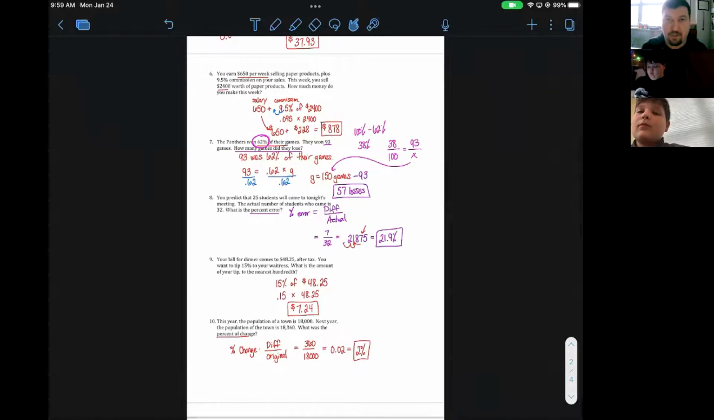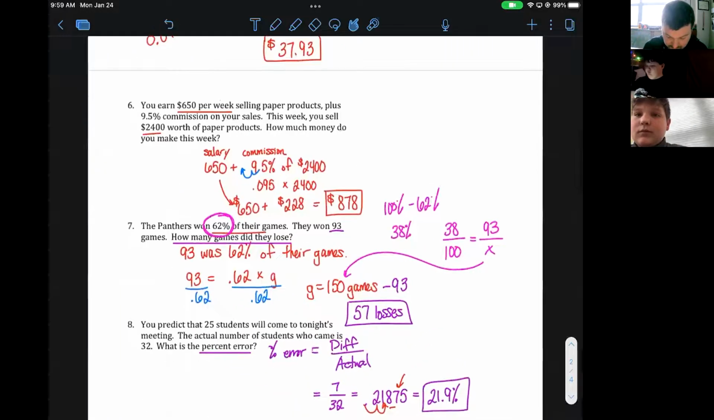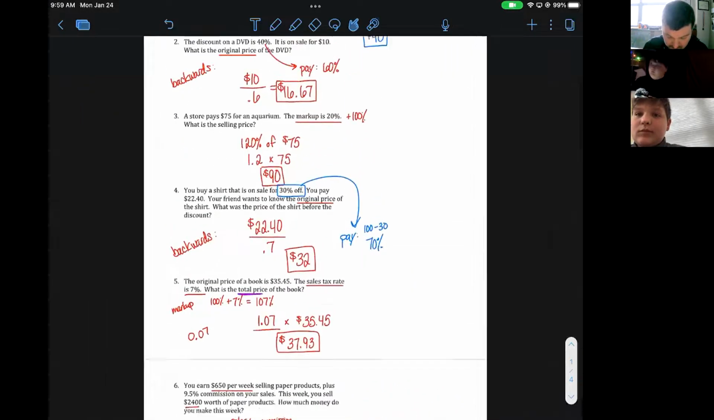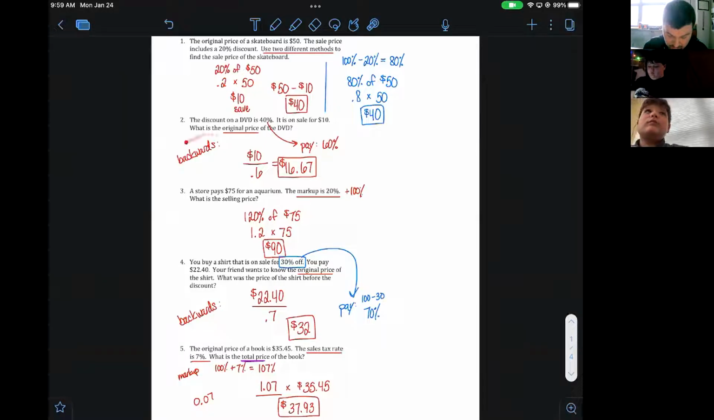Okay. So we have reviewed quite a bit with this worksheet. We just did percent change. We did percent error. We did sales tax and tipping your waiter or waitress. We also reviewed percentages in here. We did discounts and markups. We even worked backwards on 2 problems. You can see here we worked backwards to find the original price.